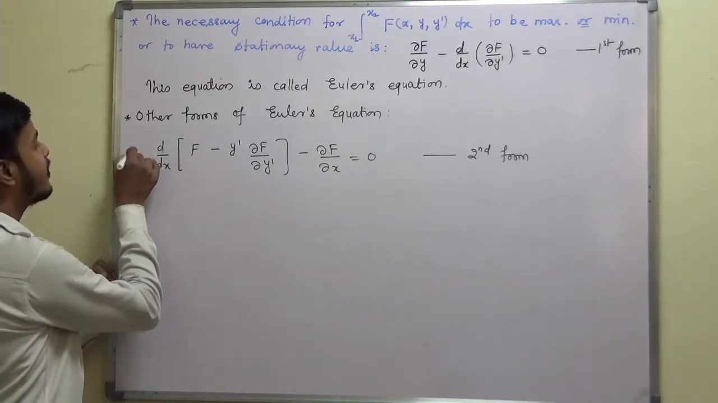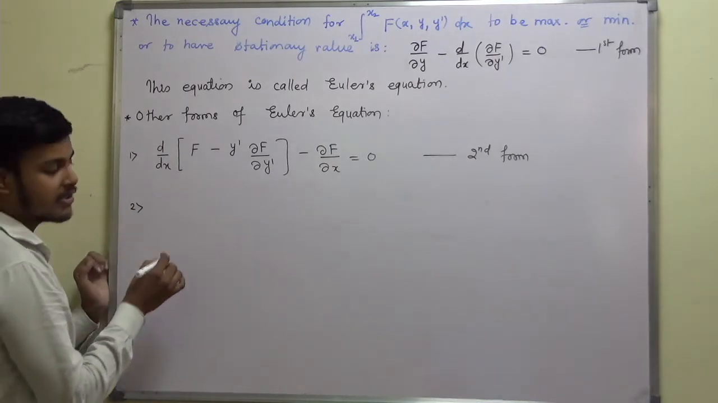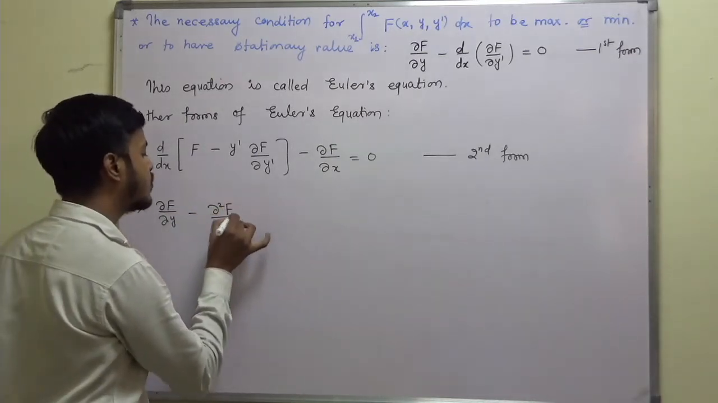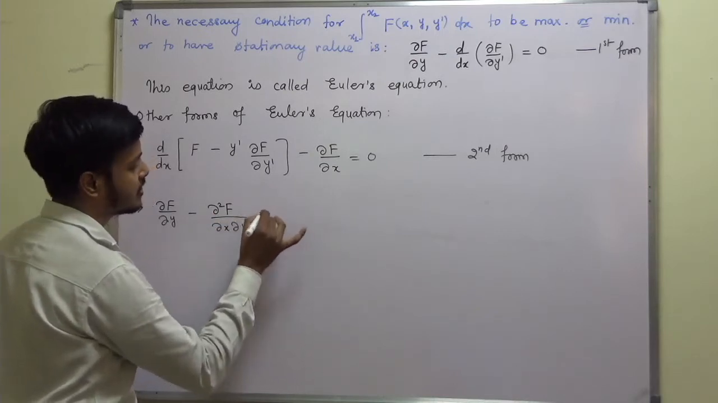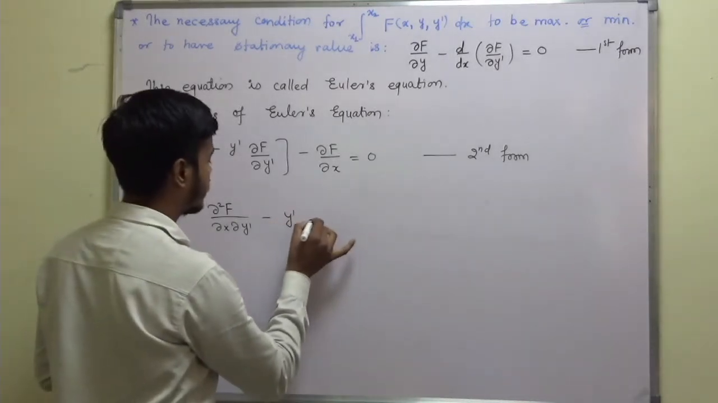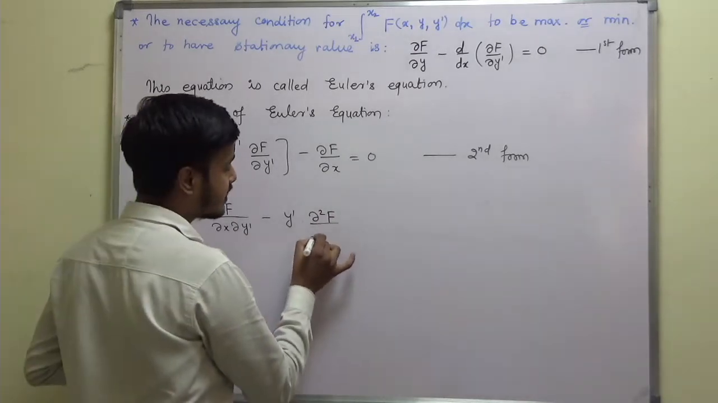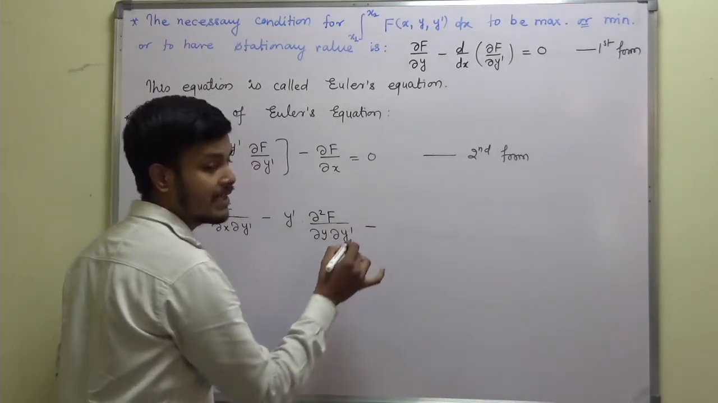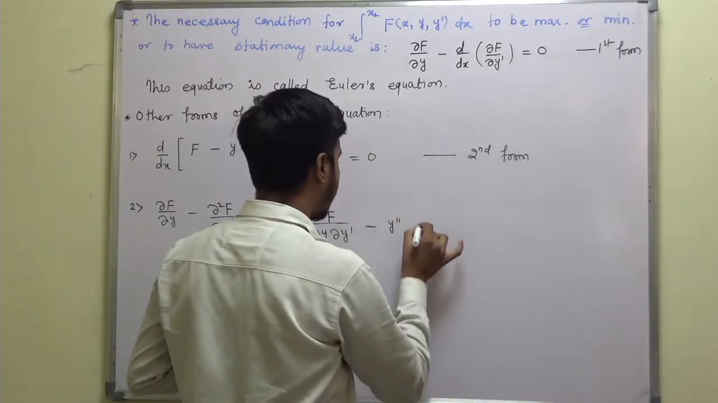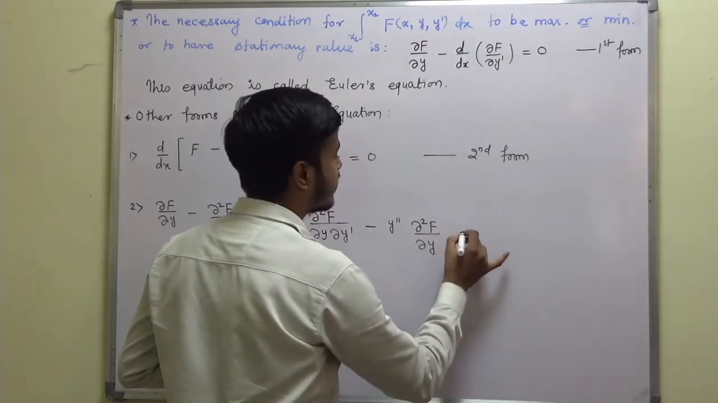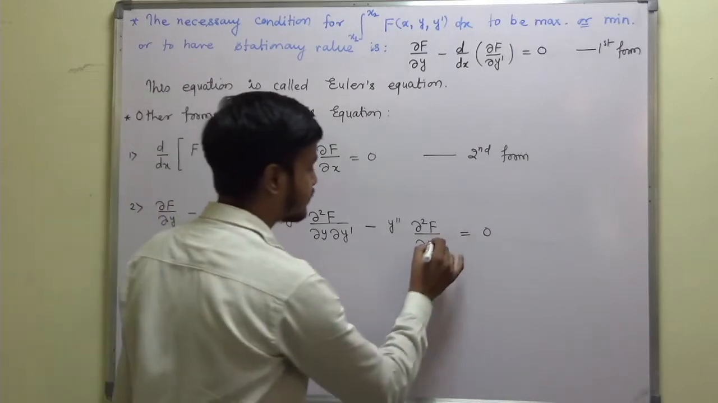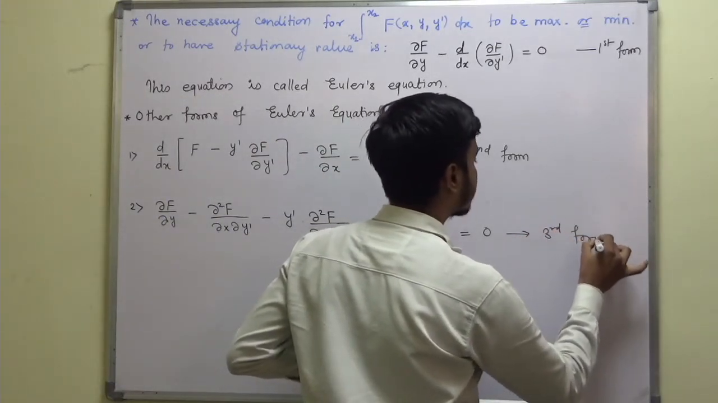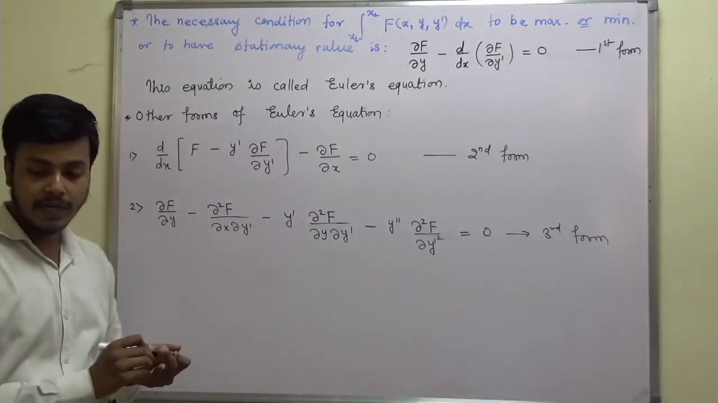We also have another form, which is the third form of Euler's equation, that is del f by del y minus del 2f by del x del y' minus y' into del 2f by del y del y', minus y'' into del 2f by del y' square is equal to 0. So these are the different forms of Euler's equation. This is the third form. At least you must remember these three forms of Euler's equation.